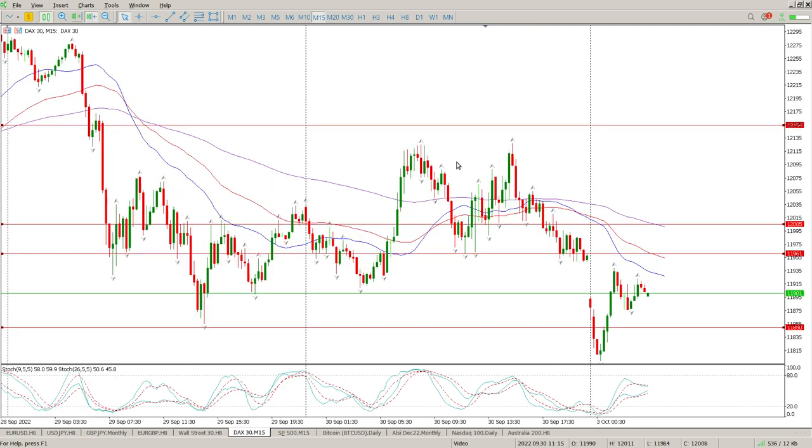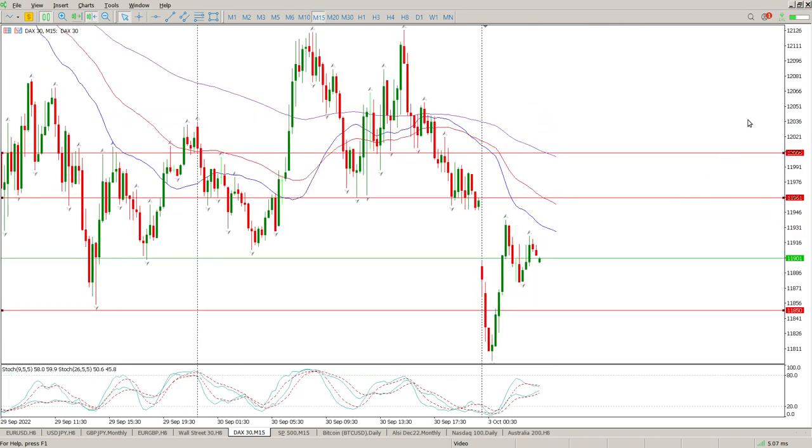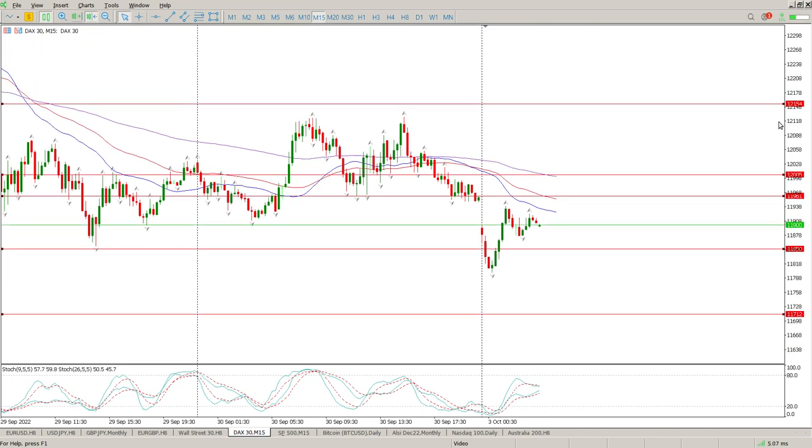Just be mindful that what it may do as well is come up and test these highs of Friday and try and form a bigger range at this area. So that's also possible. We are coming up into earnings season now as well. So there's a lot happening, and we're waiting for a lot of data to see what's happening in the job market. Non-farm payrolls is coming out on Friday.